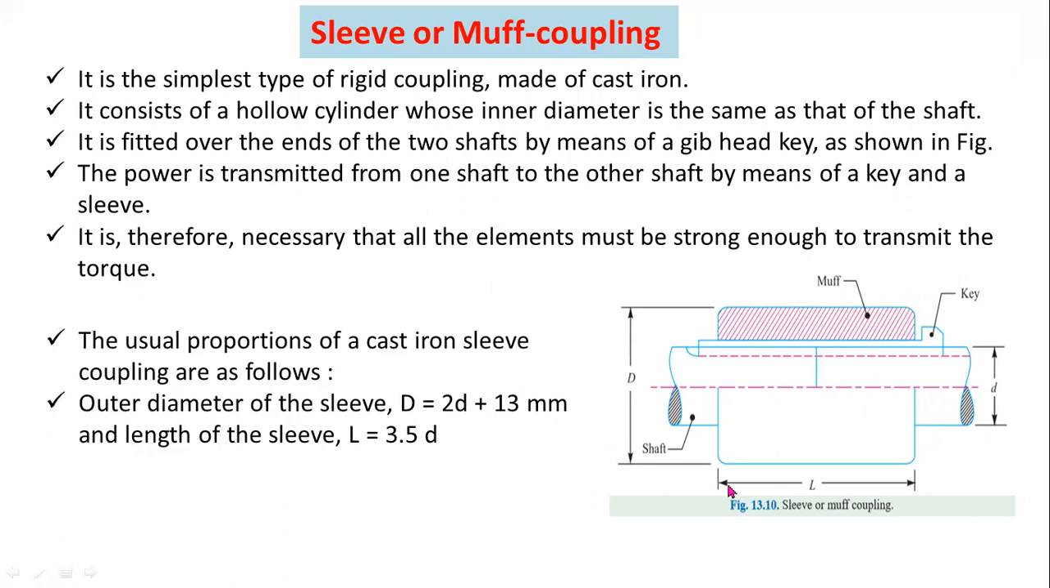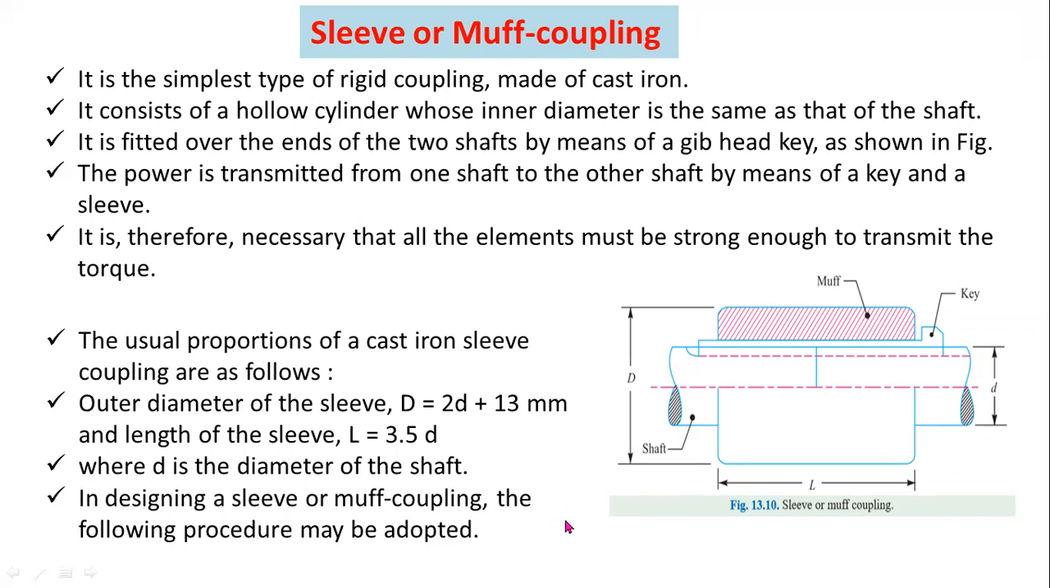Length of the sleeve L equal to 3.5d. The length of the sleeve equals the length of the key. Minimum length of the key equal to 3.5d, and length of the sleeve also, capital L, equal to 3.5d, where small d is the diameter of the shaft.